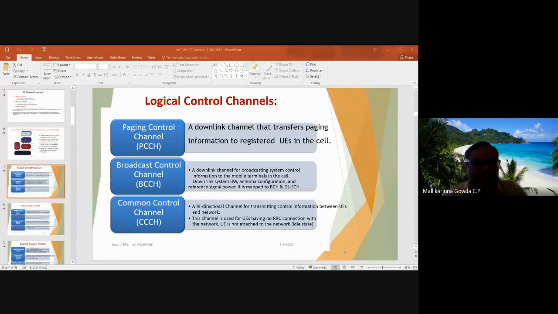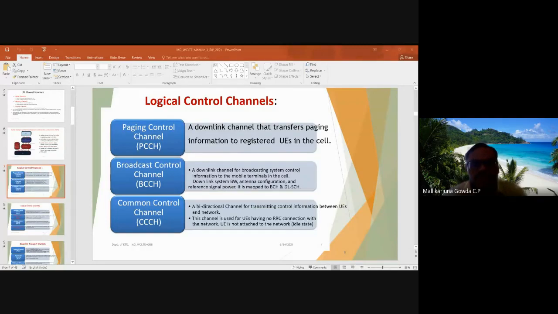Then the next one is the paging control channel. I said it is also a downlink channel that transfers paging information to registered user equipments in the cell. Okay, so the next one is the common control channel. So it is a bidirectional channel for transmitting control information between the user equipments and the network. That is from user equipment to the base station and as well as from base station to the user equipment. And this channel is used for user equipments having no RRC connection with the network.